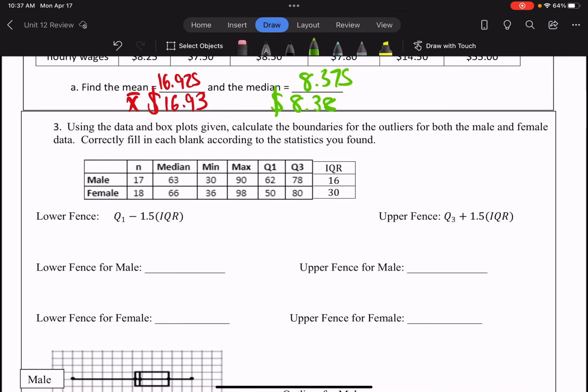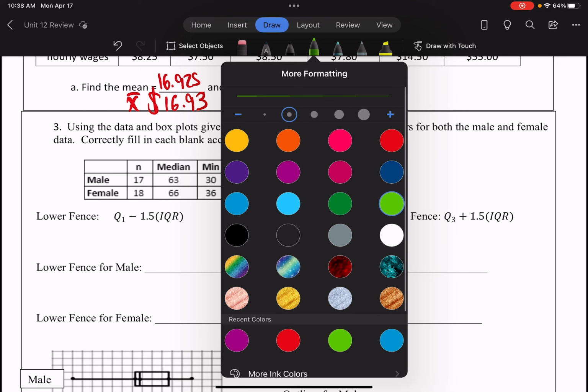All right, guys, our next data set. So the next problem is going to say use the data and box plots given. Calculate the boundaries for the outliers for both the male and female data. Then we're going to correctly fill in each blank according to the statistics you found. So we're going to be looking at a 5-number summary here. Luckily for you guys, we've already calculated the min, the max, the median, Q1, Q3, and your IQR. So all you're having to do is calculate your lower fences and upper fences for both male and females.